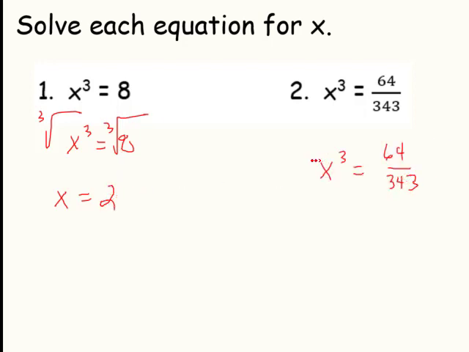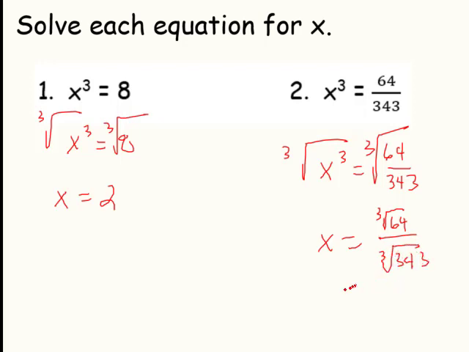In our next problem, we'll again simply take the cube root of the left and the cube root of the right. On the left-hand side, we're left with x. On the right-hand side, we will be looking for the cube root of 64 over the cube root of 343. So in this particular case, we have the cube root of 64, which is 4, and the cube root of 343, which is 7. X is equal to 4/7.